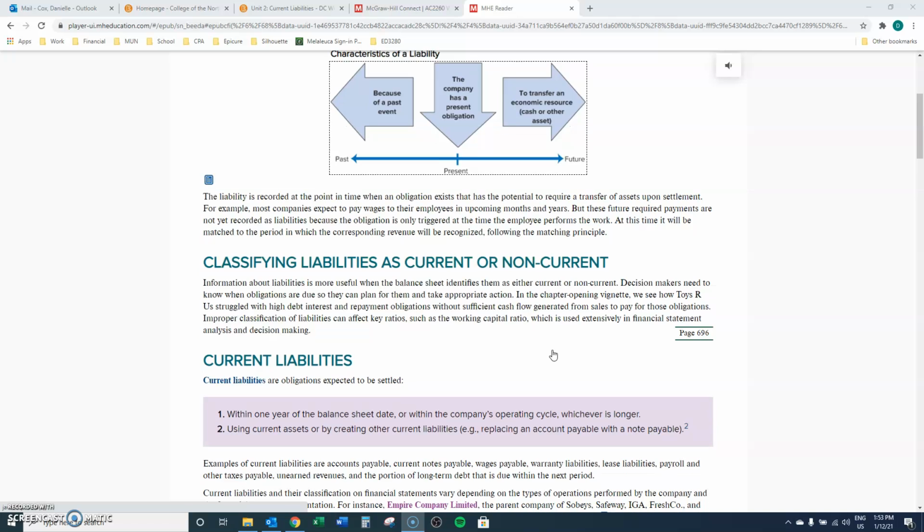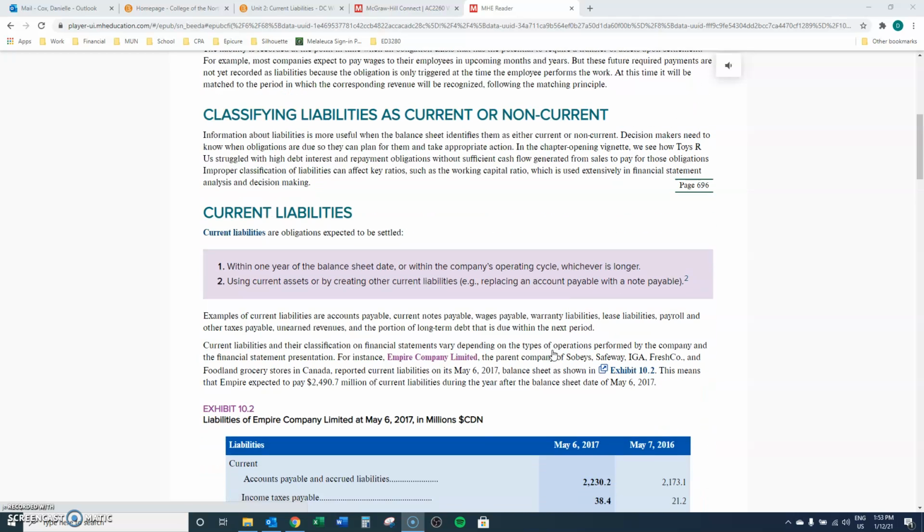So liabilities, current or non-current. A current liability here is expected to be settled or paid within 1 year of the balance sheet date or within the company's operating cycle, whichever is longer. Most companies have operating cycles less than 1 year, so it's generally the 1 year. And they're expected to be paid by using current assets or creating other current liabilities. So for example, maybe there's an accounts payable that's going to be replaced within the year with a note payable. So you're replacing one liability for another.